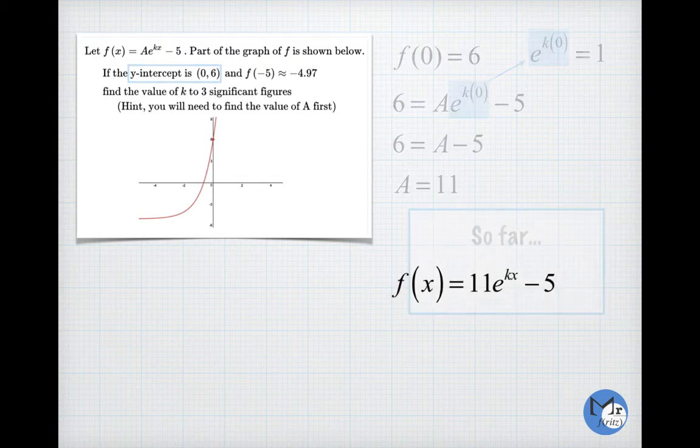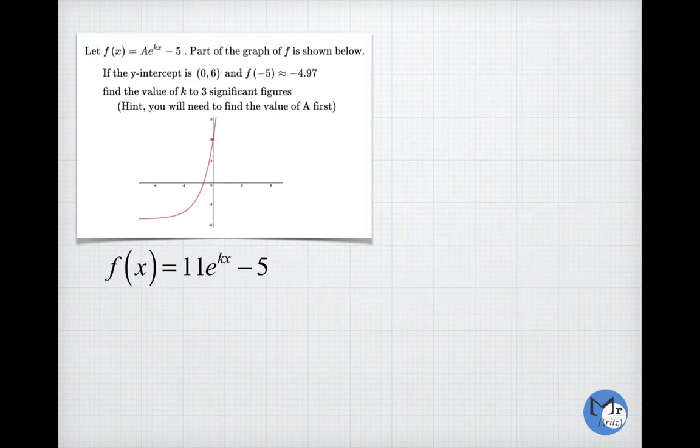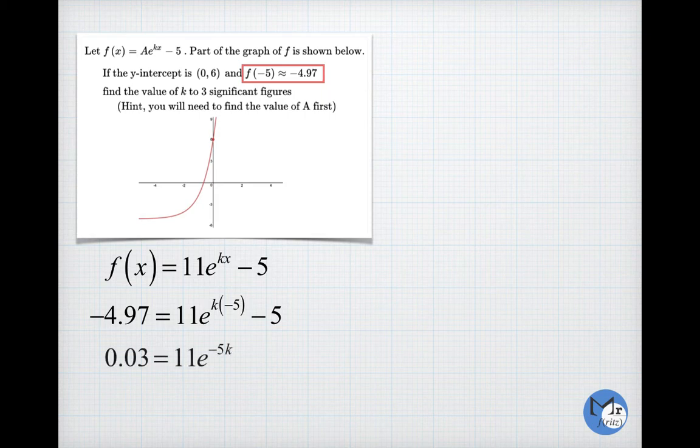Now that we've done this, we are ready to use our second piece of information, that f of negative 5 is approximately equal to negative 4.97. We've gotten our function down to just one unknown, the k, and now we're ready to figure out what that k actually is. So let's substitute that coordinate, f of negative 5 equals approximately negative 4.97, into our equation. We're going to add 5 to both sides, so we get 0.03 equals 11 times e to the negative 5k power.